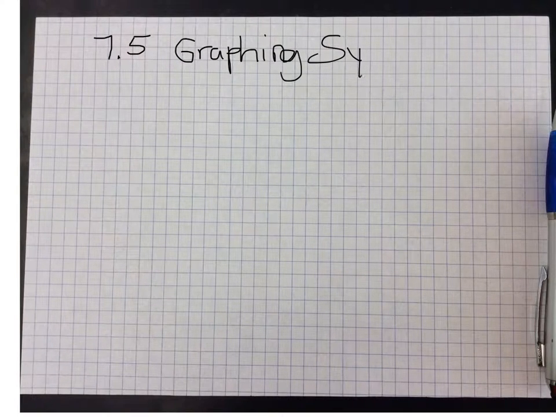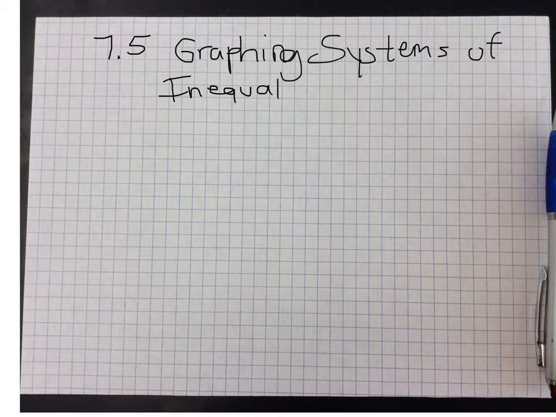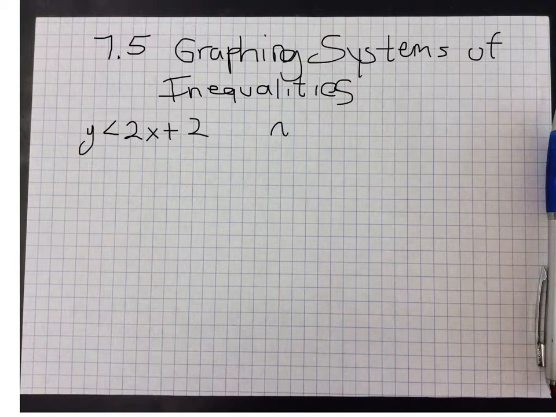Okay, today's lesson is 7.5, and it is graphing systems of inequalities. This is similar to section 7.1, where we graph systems of equations, but now we're graphing systems of inequalities. So, for example, if we were to graph the equations y is less than 2x plus 2, and y is greater than or equal to negative x minus 3, this is how we would do it.